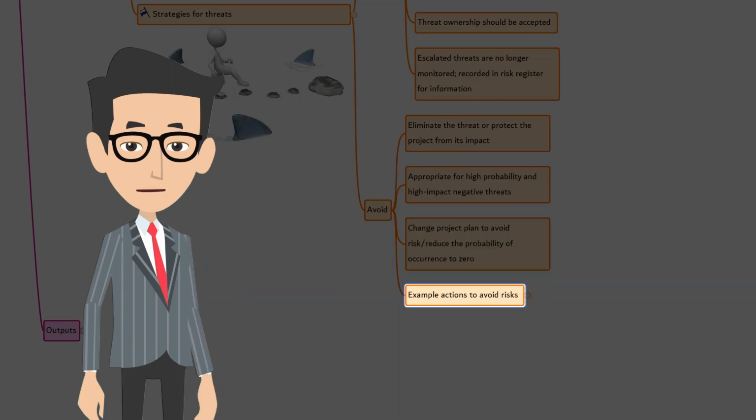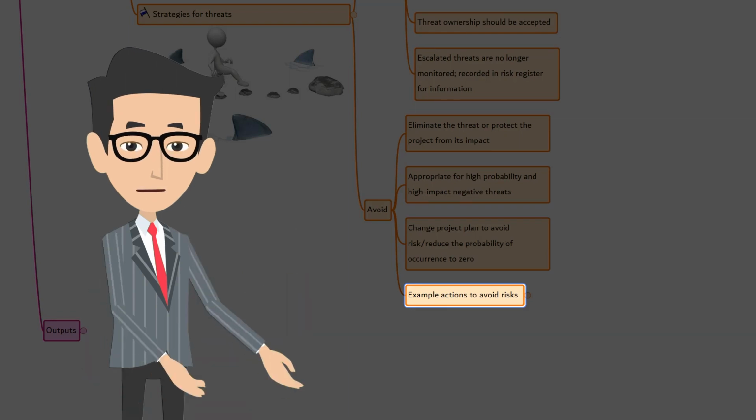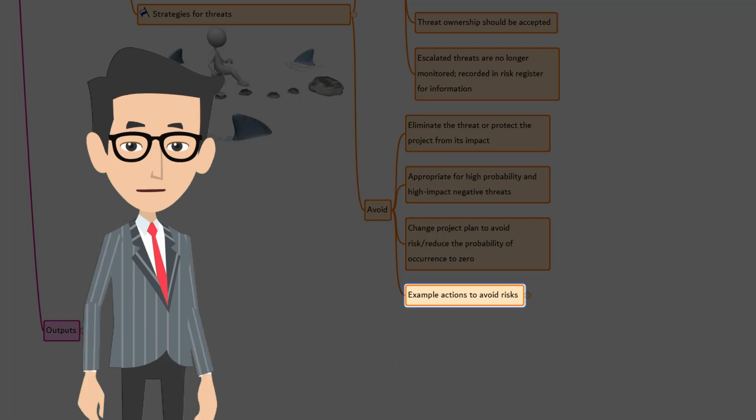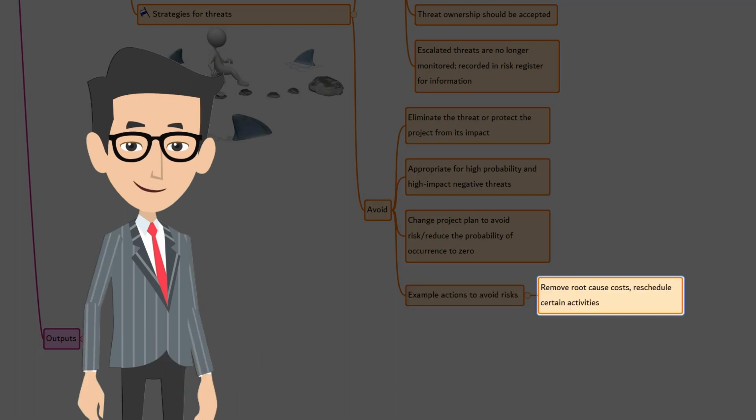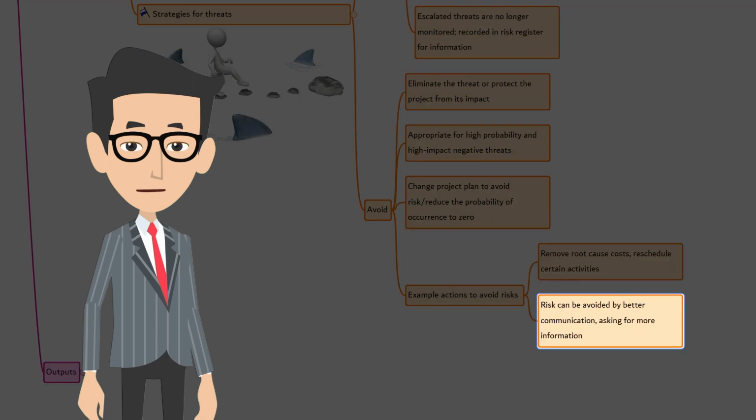Let's go back to the construction example. If it's going to rain and spoil all the construction work, the only way to avoid this is to postpone the work by a few weeks or a few days after the rain. Some of the other actions may include removing the root cause of the threat, rescheduling, changing the strategy, or, the worst case scenario, reducing the scope. Sometimes risk can be avoided by clarifying the requirements, obtaining more information, improving communication, or acquiring the expertise.